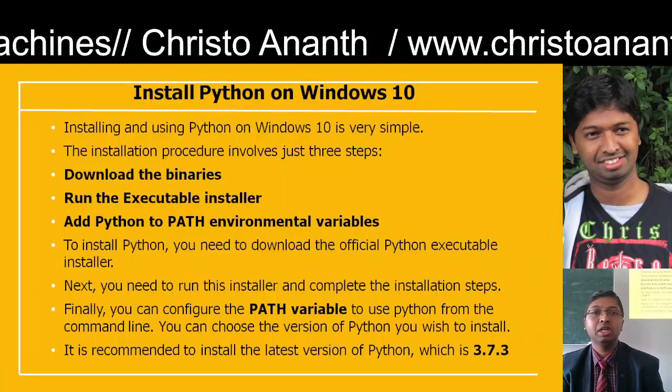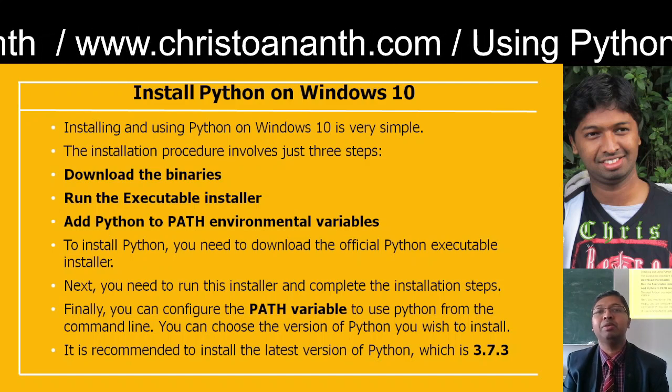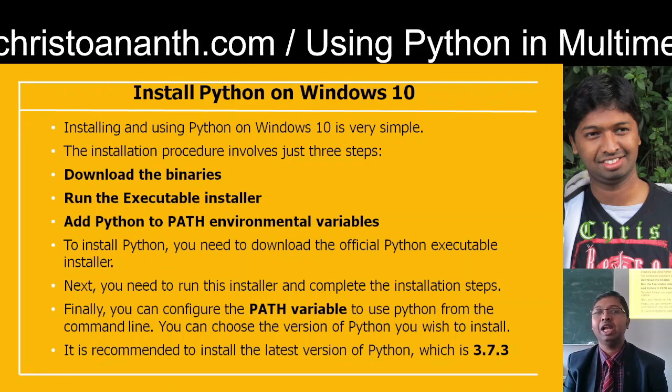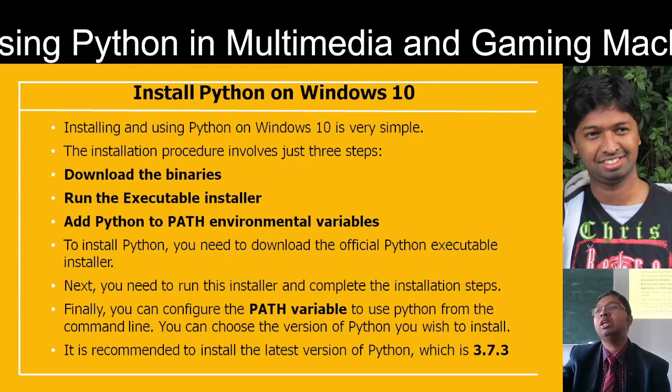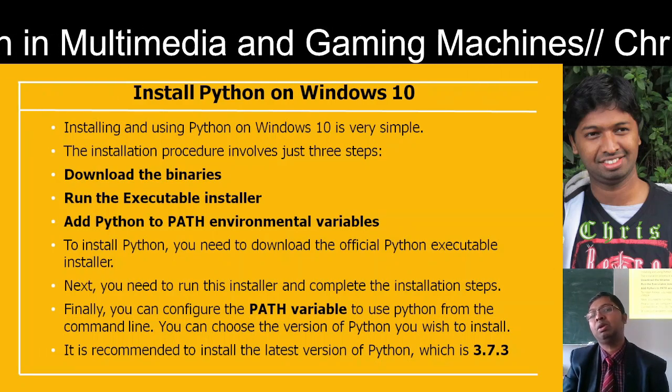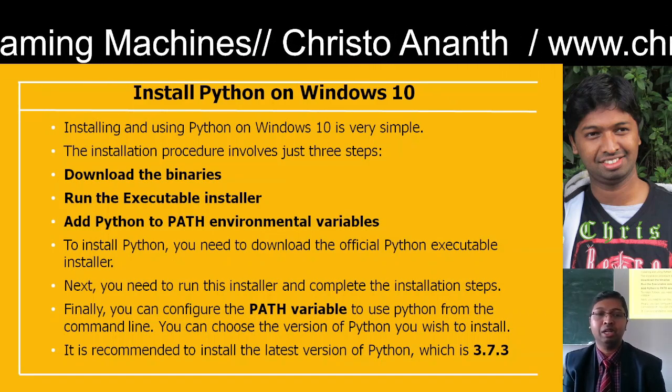Right. So this is installation of Python on the Windows 10 platform. It's very simple. We'll have three steps. One, you have to download the binaries. Second, you have to run the executable installer, and of course you have to add Python to the path environment variables.